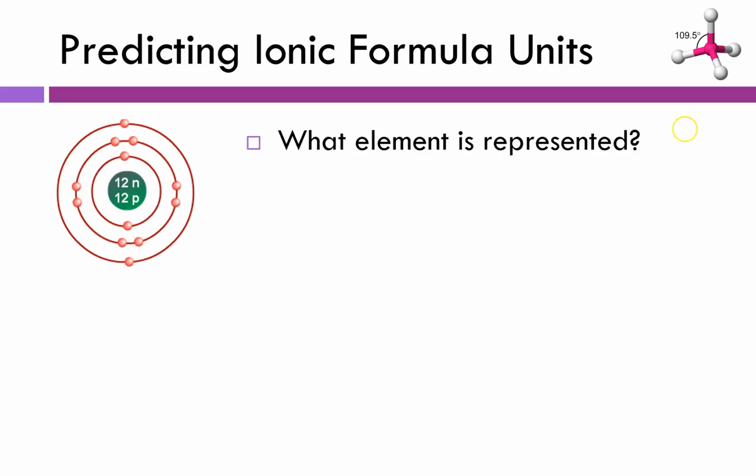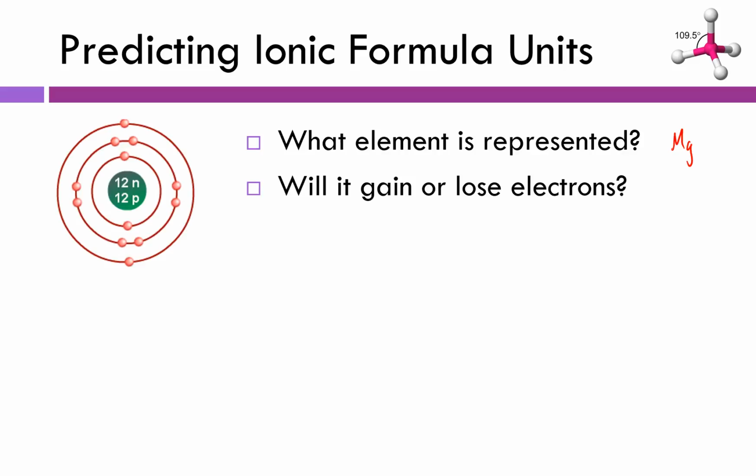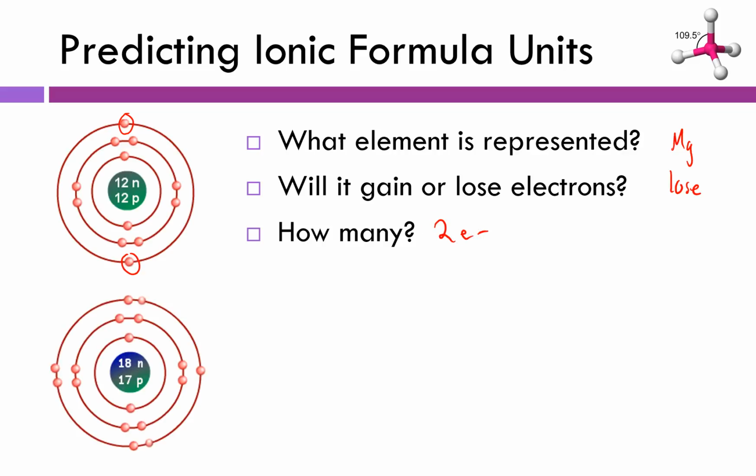Hopefully you're recognizing that this must be an atom of magnesium. Magnesium is the only element with 12 protons in its nucleus. If we look at the electron configuration, we have just these 2 valence electrons, so it's most likely going to lose electrons, which makes sense. Magnesium is a metal. How many is it going to lose? Well, it wants to get to that octet of electrons, so it needs to lose both of those valence electrons.